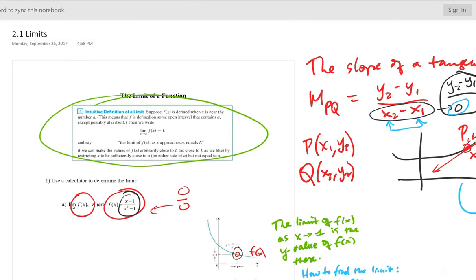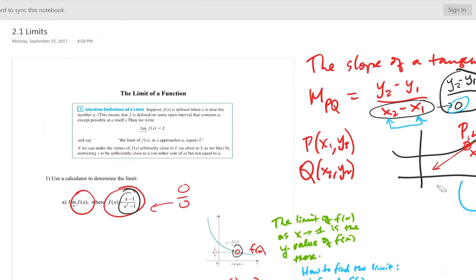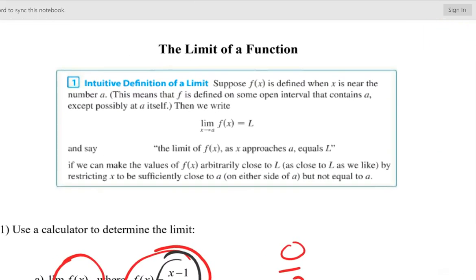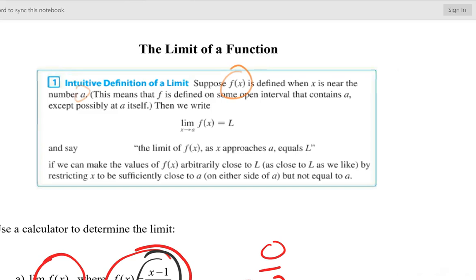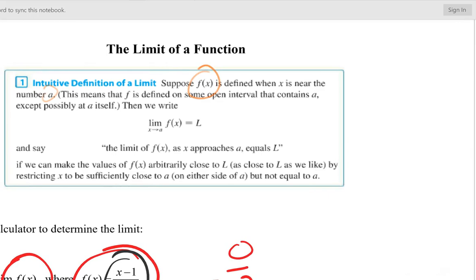So let's go back up to this definition, the limit of a function. And let's talk about it for a second. Intuitive definition of limit. So let's walk through it. Let's try orange. Suppose f of x is defined when x is near the number a. So what you have here is your function. You have some function like this. And then you have an a value. And your function is this orange one, f of x.